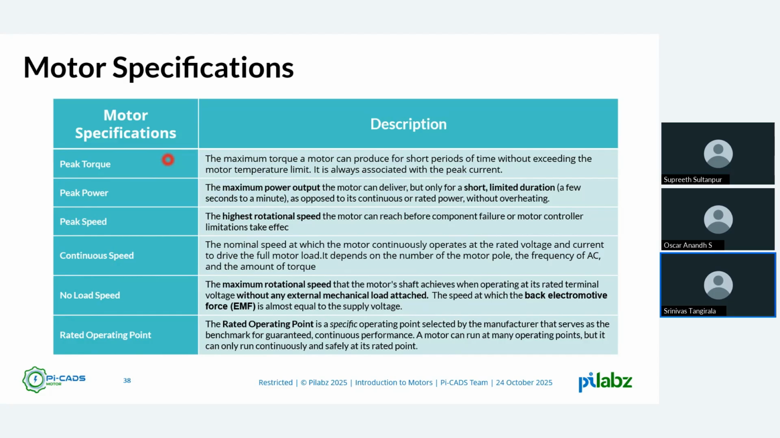And operating points, we talked about the torque speed curve, right? So that determines that generally 70% or 60% of the peak torque and the peak speed would be the nominal operating point of the motor. Okay, for a continuous performance. But essentially, a motor can run at many operating points, but it can run continuously and safely only at this rated operating point, which is the combination of torque and speed. Speed, I mean the rotational speed in RPM, revolutions per minute. Okay. Next slide, Supreet.